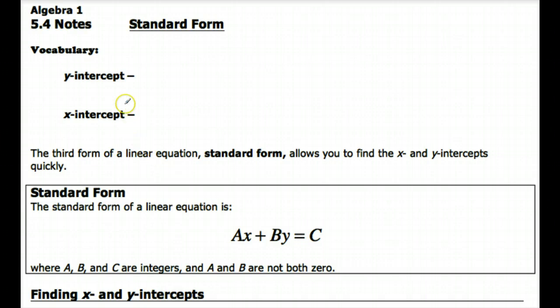A couple of vocabulary terms. One I want to review with you. First of all, y-intercept, that's a term we've already seen before in this unit. Just to recall, the y-intercept is a point, so you write it as an ordered pair, the point where a graph crosses the y-axis.